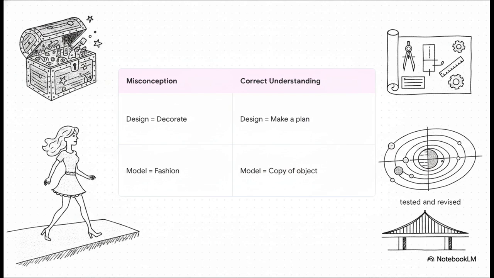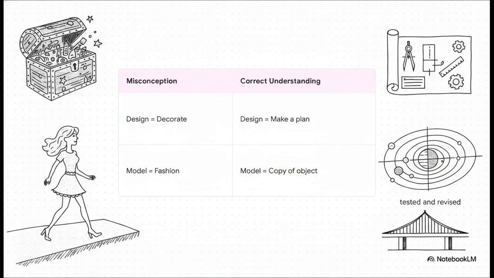For example, you'll definitely want to watch out for students thinking the word design just means to draw or decorate with markers and glitter, when in engineering, it means making a structural plan. Another big one is the word model. A 7-year-old hears that word and immediately pictures someone walking down a fashion runway.